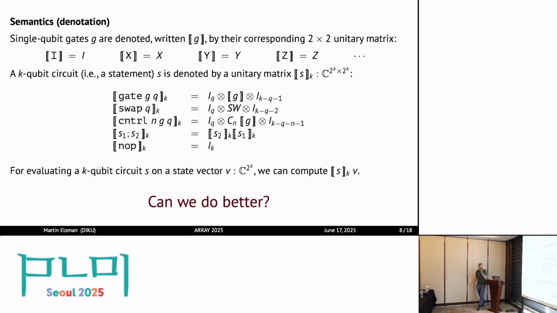Now the question is, of course, we can evaluate a k-qubit circuit S on a state vector by first giving the semantics, computing this huge unitary matrix, and then using matrix-vector multiplication to compute the result, right? So the question is, can we do better than that? And obviously there are quite a lot of simulation frameworks around that do magic things, and they are doing better than this. They are operating imperatively on the global state vector by updating the various entries.